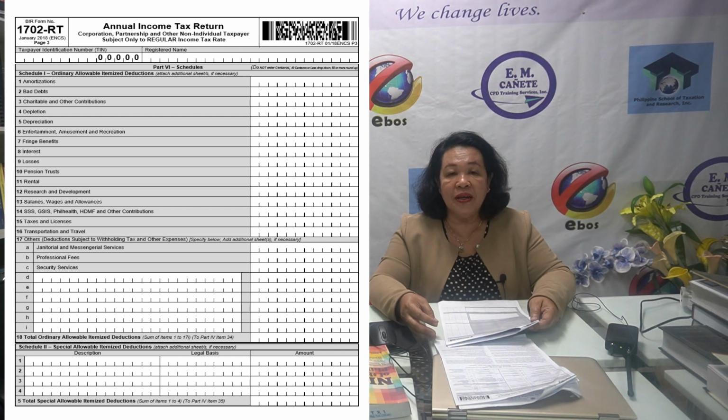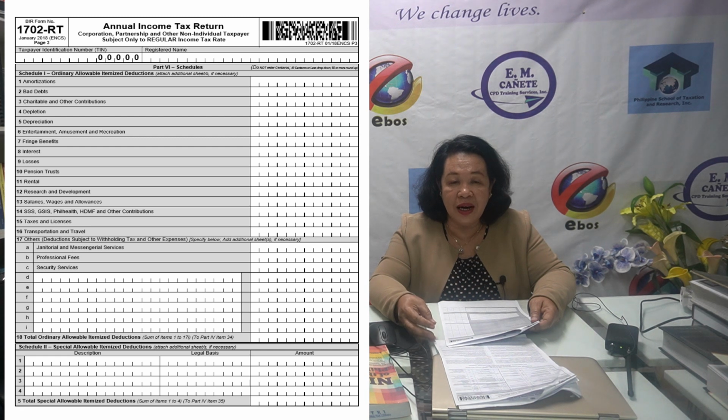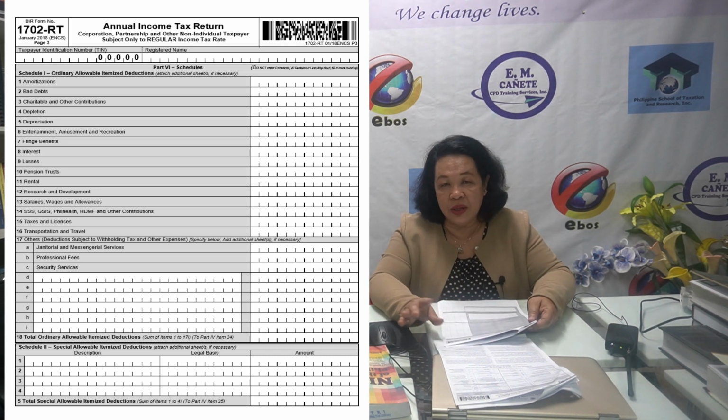So if you have incurred 100,000 in leasehold expenses, then divide it by the 3-year period of your lease contract, then you have the 1 year amortization for that leasehold that you can claim in the current year. Do not claim all the 100,000 all at once.